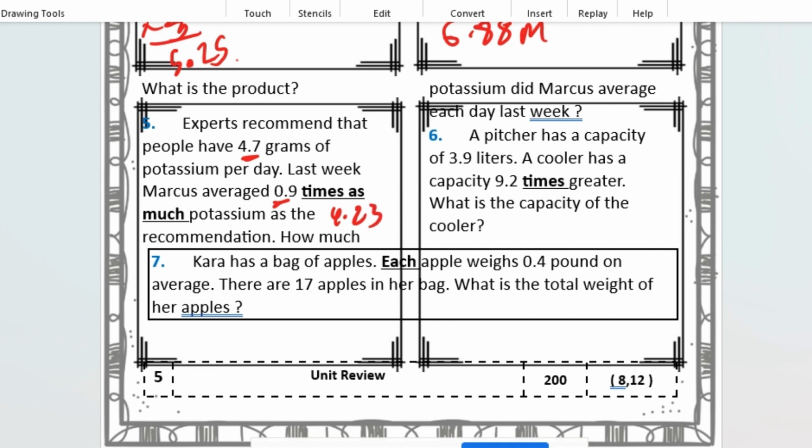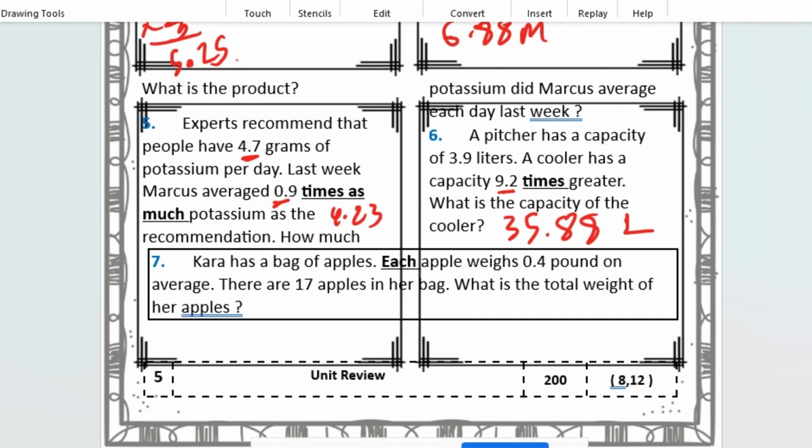Okay. Question 6. A pitcher has a capacity of 3.9 liters. A cooler has a capacity 9.2 times as much as the pitcher. So it's 9.2 times 3.9. The answer should be 35.88 liters.